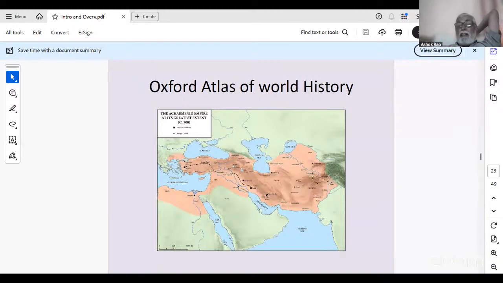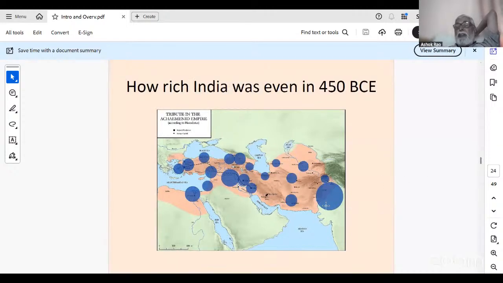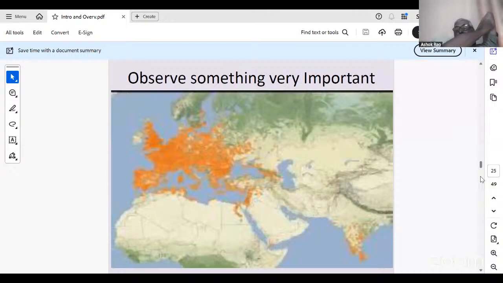But what is interesting is in this empire, you see how much money was being collected from different parts. This is the revenue collection. Very little here, maximum here, even though the geographical location of the empire is very small compared to the rest, but maximum revenue came from here. One of the richest parts of the world was the Indus Valley.